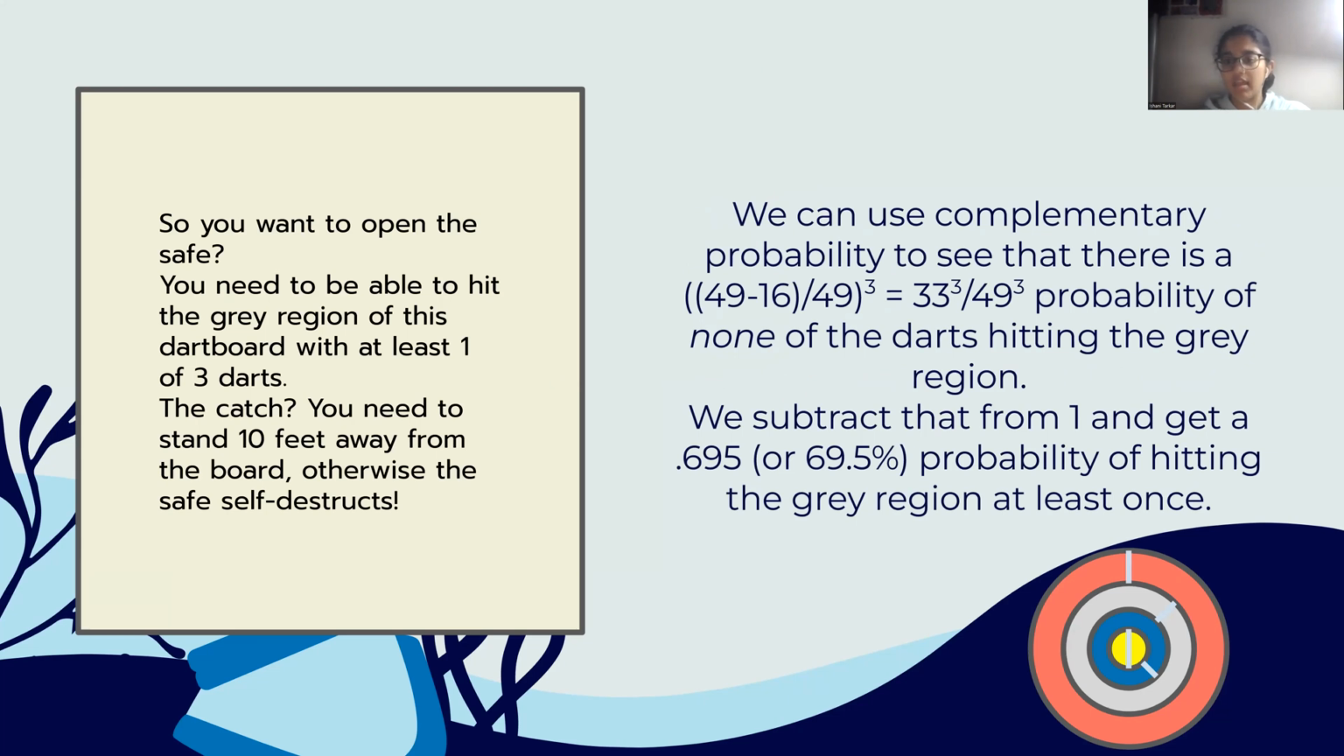0.305. So we subtract that from 1 because that's the probability that we do not hit the gray region with any of the 3 darts. So the complement of that is the probability that we hit the gray region with at least one of those 3 darts. So the probability would be 0.695.